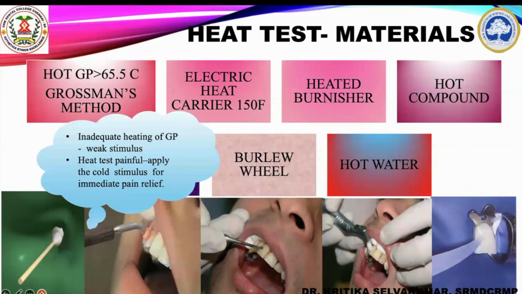When there is inadequate heating of the GP below this temperature, then it only transfers a weak stimulus and it does not lead to the activation of the C fibers that are present within the pulp. The heat test sometimes can give a painful, excruciating pain to the patient on application of the heat stimulus on the tooth, and for immediate pain relief, a cold stimulus needs to be applied. And this occurs in scenarios where there is an increase in intrapulpal pressure due to the application of the heat stimulus.